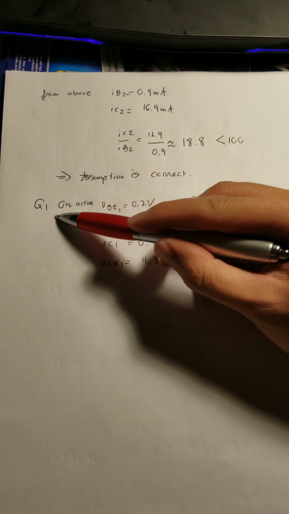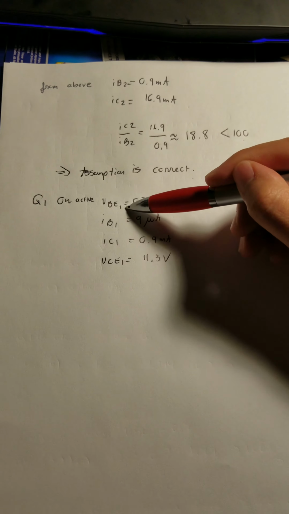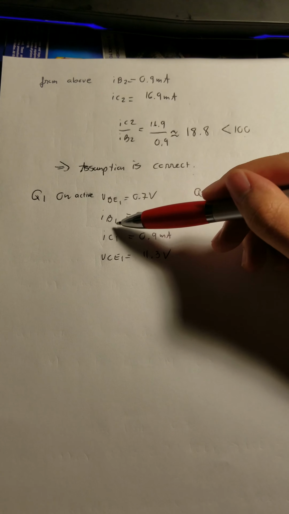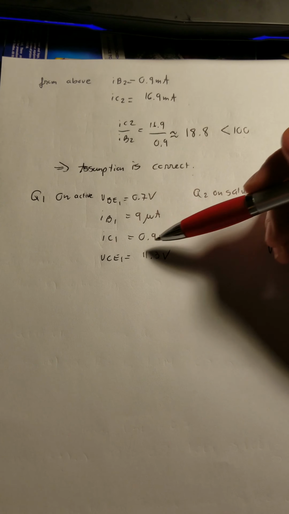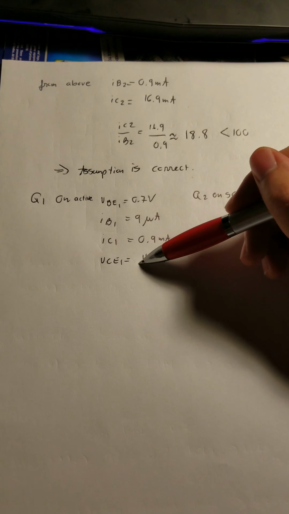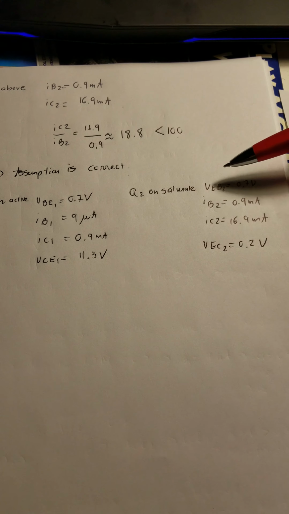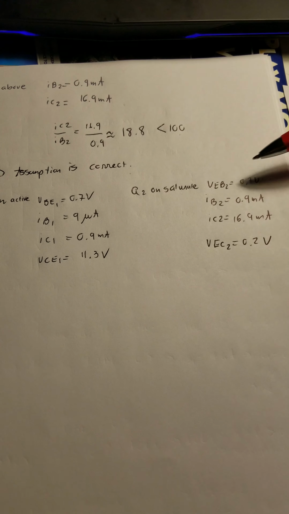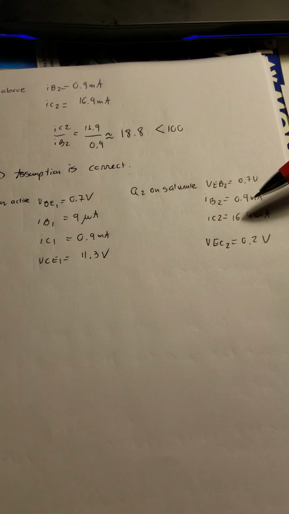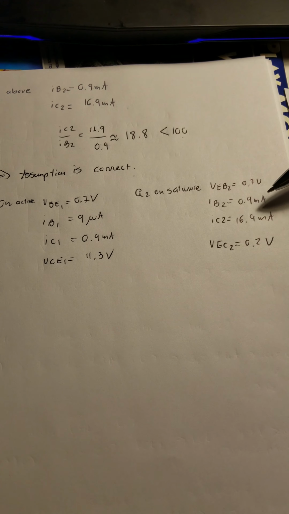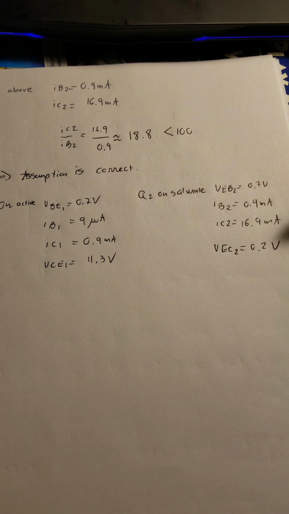So to sum up, Q1 is going to be on, active. The voltage VBE1 will be equal to 0.7 volt, IB1 equal 9 microamp, IC1 equal 0.9 milliamp, VCE1 equal 11.3 volt, and Q2 is going to be on, in saturated mode. VEB2 is equal to 0.7 volt, VEC2 equal 0.2 volt, IB2 equal 0.9 milliamp, and IC2 equal 16.9 milliamp.